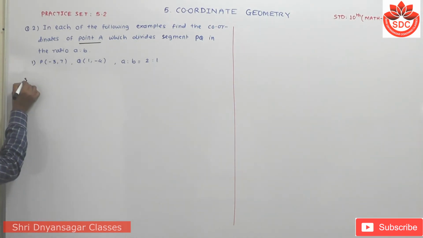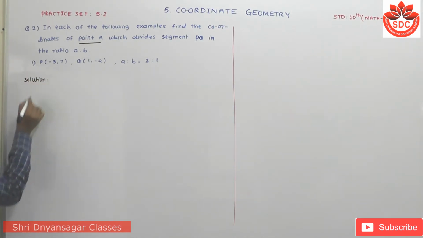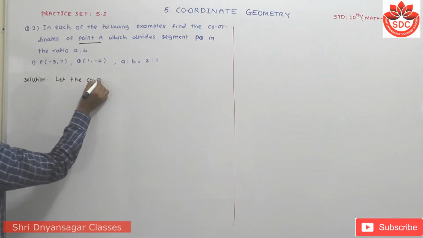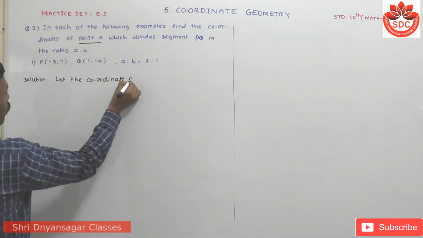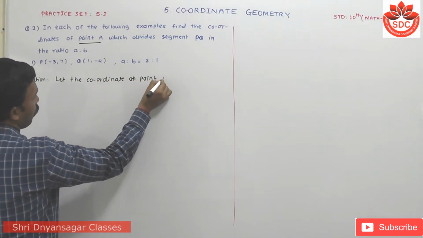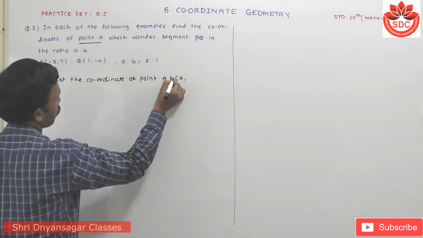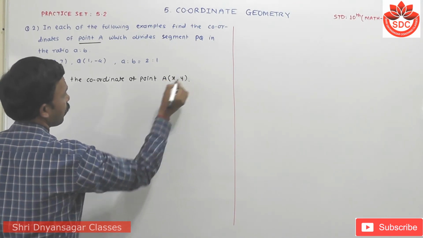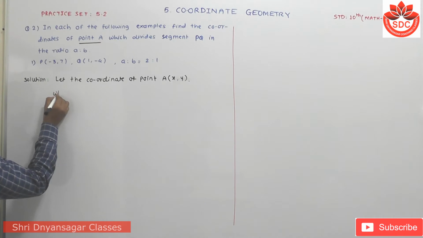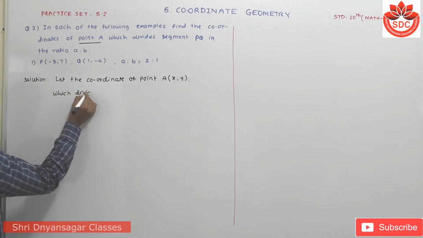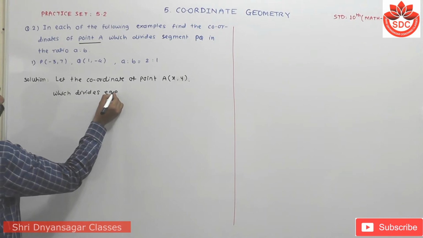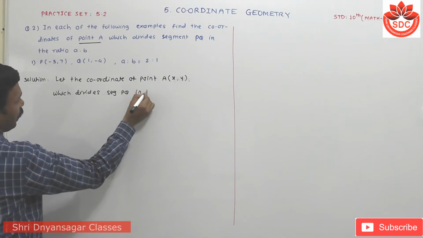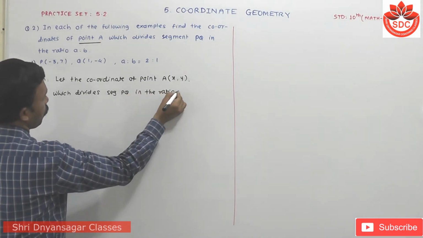So, the solution of such a question. Let the coordinates of point A be x and y, which divides segment PQ in the ratio a to b.